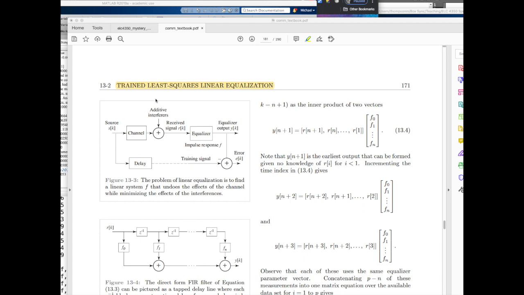For trained least squares linear equalization. All right, this approach is called trained because we're going to assume that the receiver knows the signal values. And you might ask, well, what's the point of a communication system if the receiver knows the received signal values?